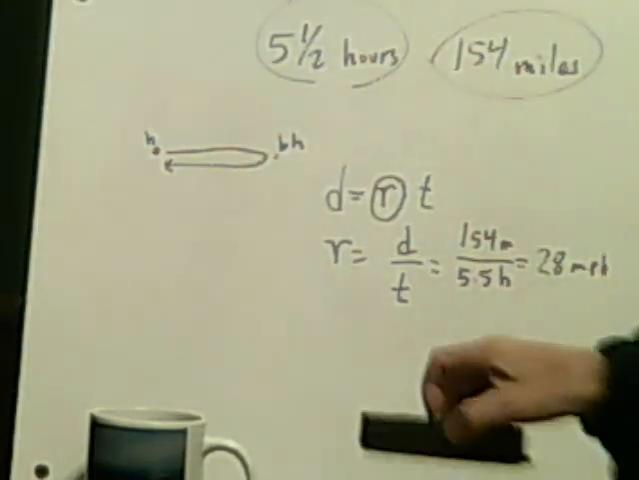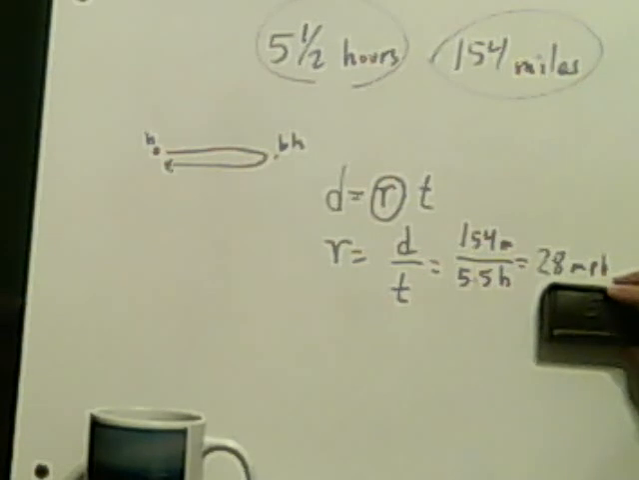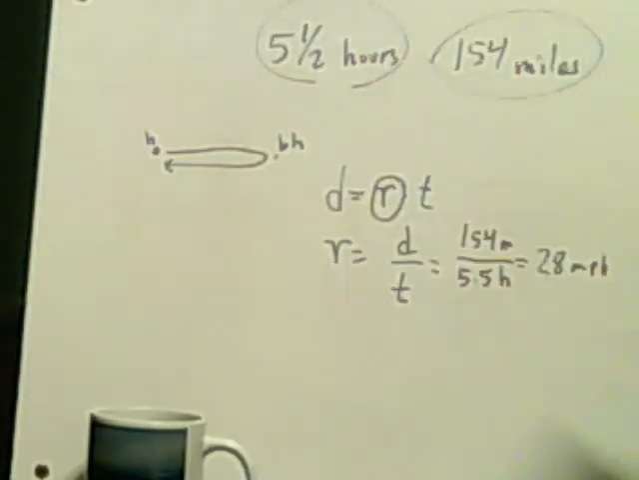Okay. We solved it. Now we interpret it. We interpreted it as that they went 28 miles an hour. That's not very fast, but they're going to a beach house. Okay. Now, we're going to do 28.